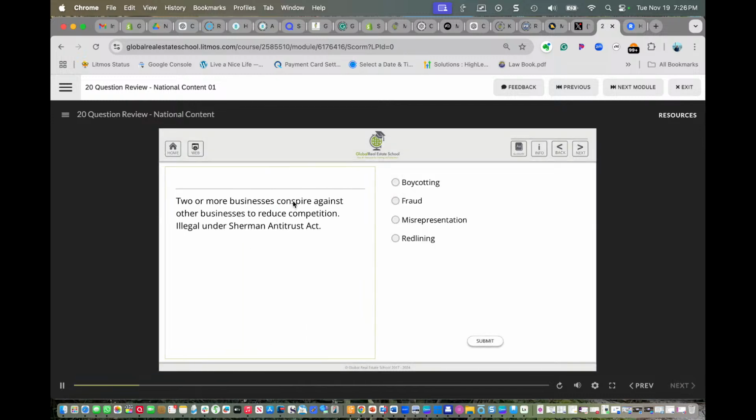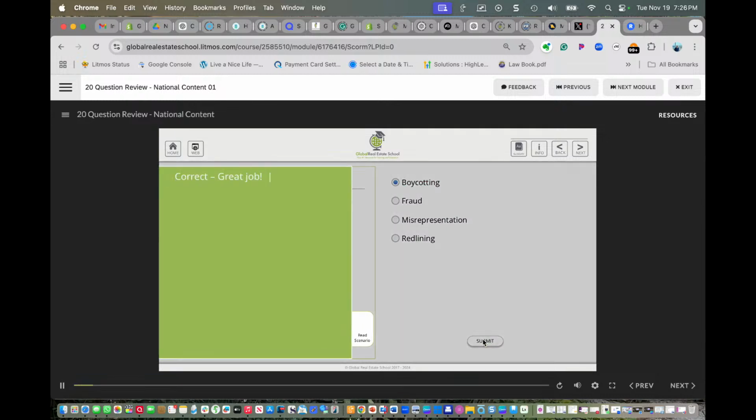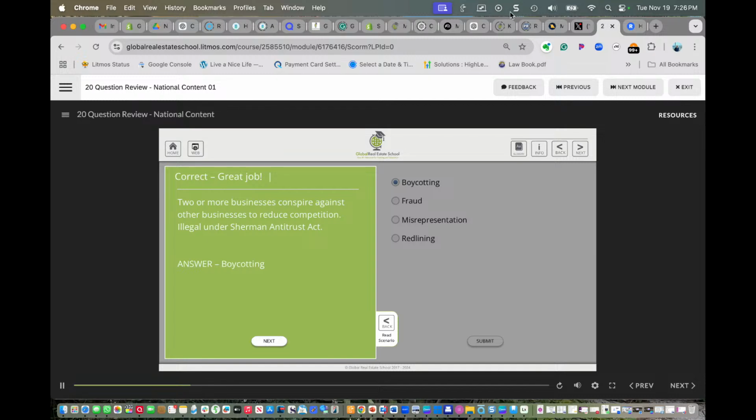Two or more businesses, again, conspire against other businesses to reduce what? Competition. This is illegal under the Sherman Antitrust Act, and it's called boycotting. So remember that.